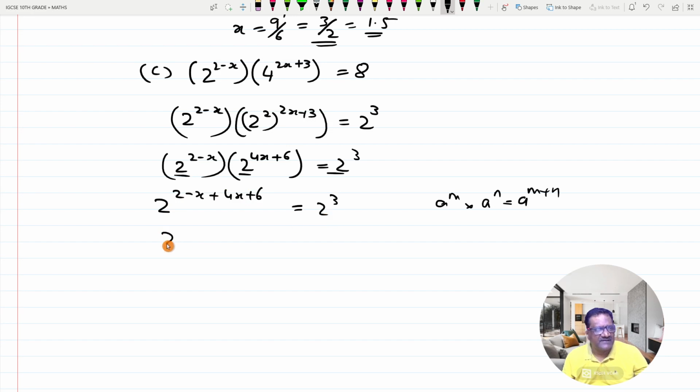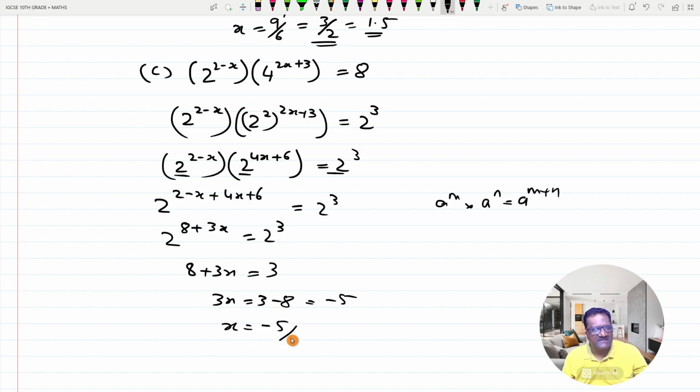Fine. Now 2 plus 6 is 8, and minus x plus 4x is 3x. This will be equal to 2 raised to 3. Now because the bases are same, I can equate the power. So 8 plus 3x is equal to 3. 3x equal to 3 minus 8, which is equal to minus 5. So x will be equal to minus 5 upon 3, which is nothing but minus.